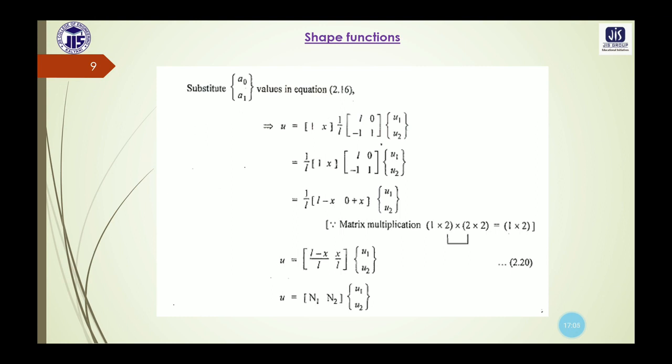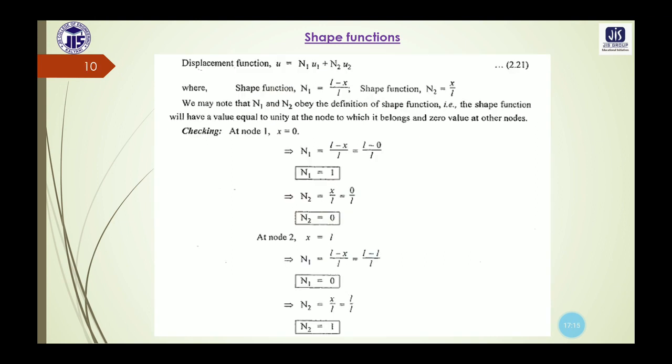Now instead of (L minus x) by L we have written N1, and instead of x by L we have written N2. So what are these actually? The displacement function u can be written as N1 u1 plus N2 u2, where the interpolation function or shape function N1 equals (L minus x) by L, and the shape function N2 equals x by L.